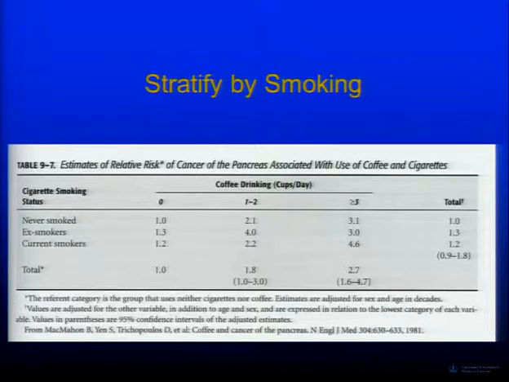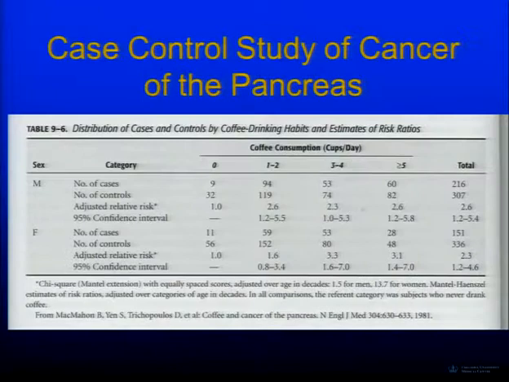Yes? For the last slide, there were bigger ranges for females. That's more significant, saying that coffee is more of a risk for women than men. So you're saying it's bigger, like 3.1 is greater than 2.6?